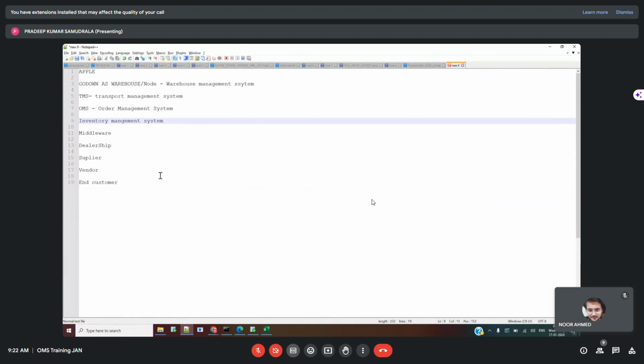Here, warehouse is something that manages inventory, right? Or we have a separate inventory management system. So basically, we have multiple kinds of implementations. You can manage inventory within the warehouse management system, you can manage inventory within the order management system, or we can altogether have a different system for inventory management. So it depends upon the implementation of that particular project.